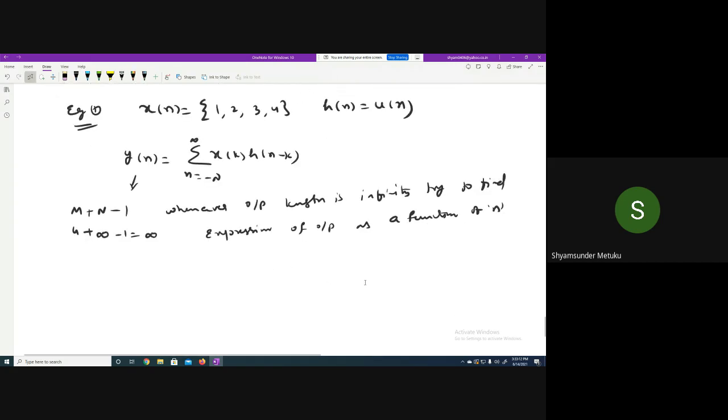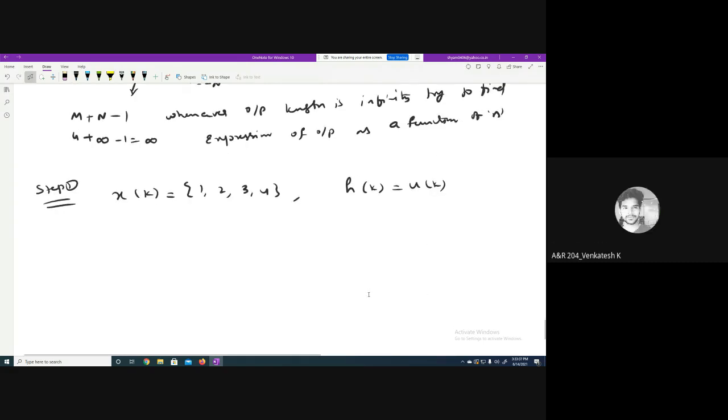Now let us do that only. So as per my procedure, step 1 is change of axis. x of k is equal to 1, 2, 3, 4. And h of k is equal to u of k. Can I write this way? Yes or no? Yes, sir. Similarly, h of n minus k. Can I write u of n minus k? Can I write this way or not? Yes, sir.